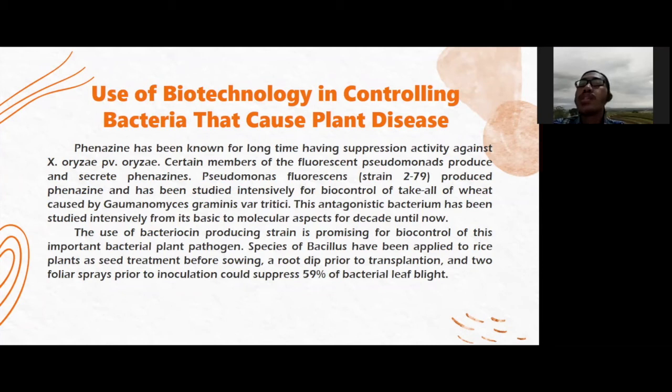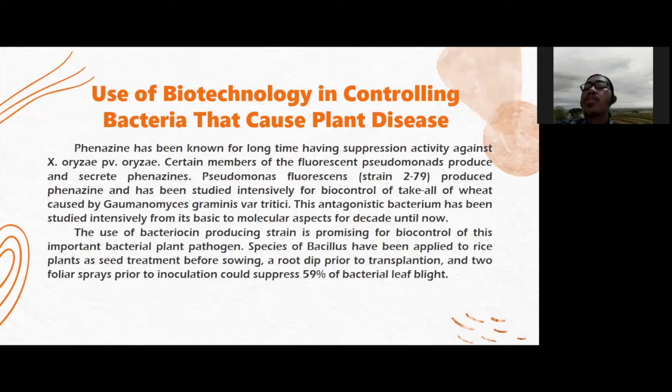Pseudomonas fluorescens strain 2-79 produces phenazine and has been studied intensively for biocontrol of take-all of wheat caused by Gaeumannomyces graminis var. tritici. This antagonistic bacterium has been studied intensively from its basic to molecular aspects for decades until now. The use of bacteriocin-producing strains is promising for biocontrol of this important bacterial plant pathogen.